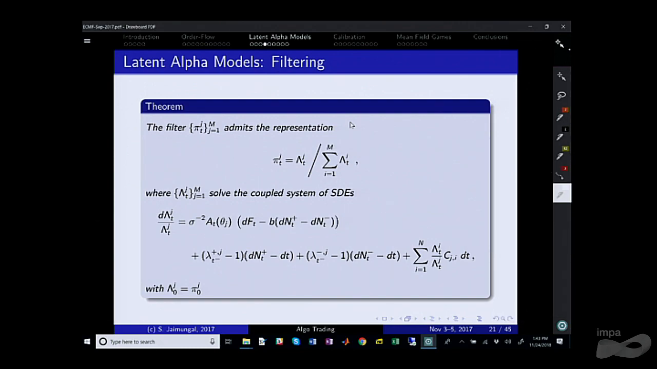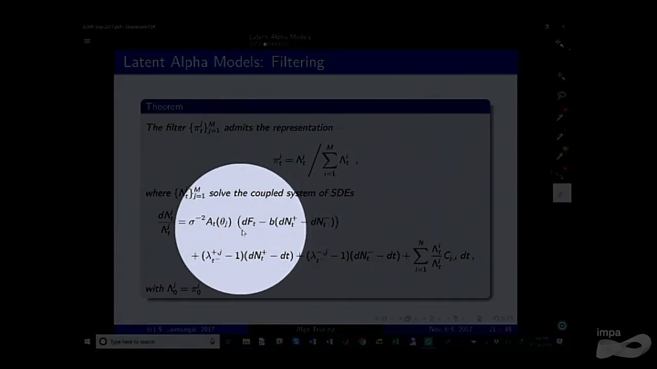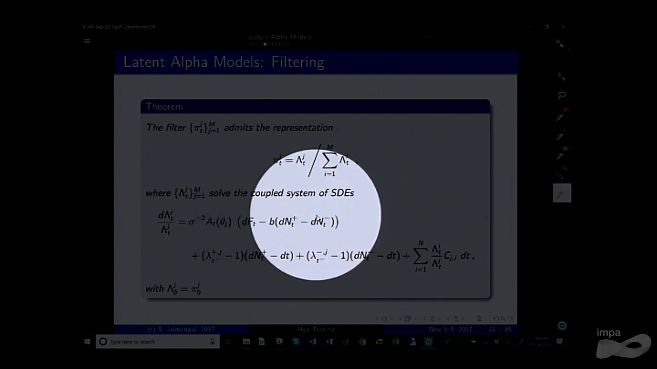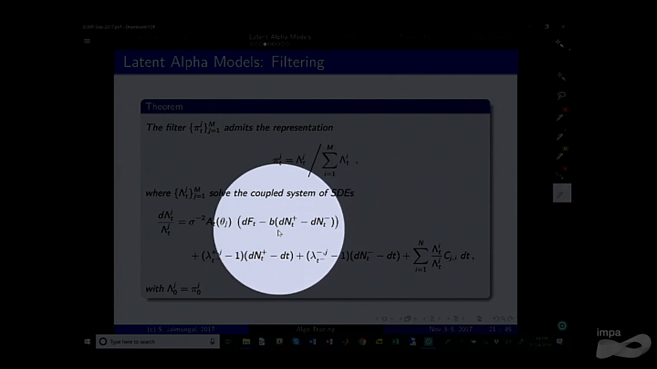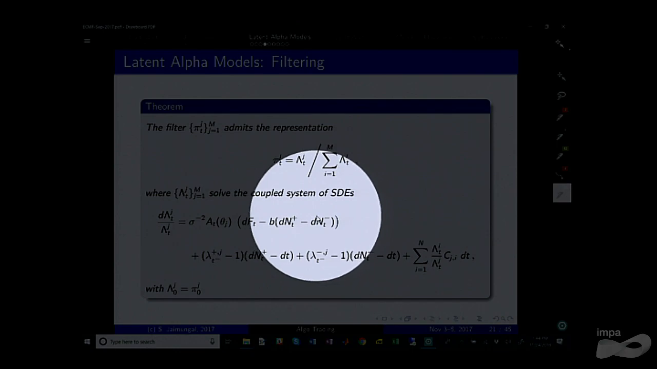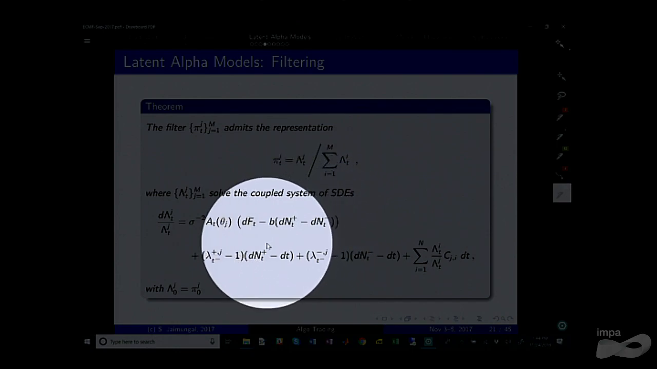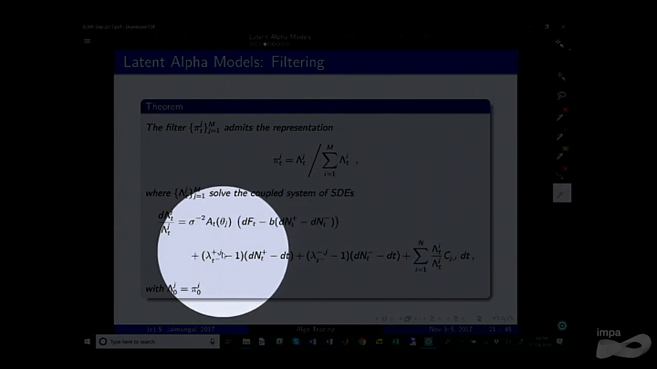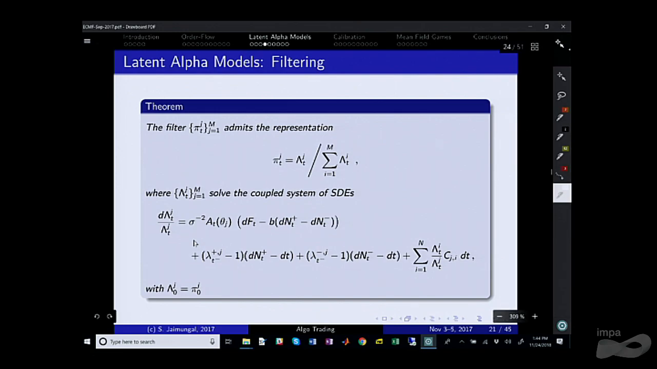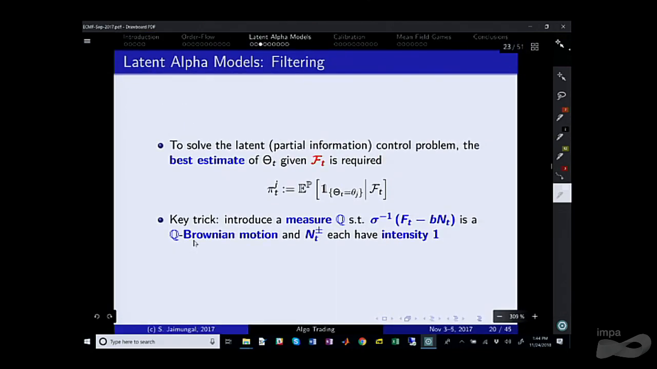The result is that pi can be written as the ratio of these lambda processes, and the lambdas satisfy a system of coupled SDEs, which are driven by the price process that you can observe. And these jumps you can also observe because you can observe when the price jumps, so you know them. You don't know what is driving the jumps. You don't know what intensity is there, but you can know when they are. And the lambda_j's are the potential intensities that you can have. So if you solve the system of SDEs, then you can plug this into pi, and you'll obtain this estimate.